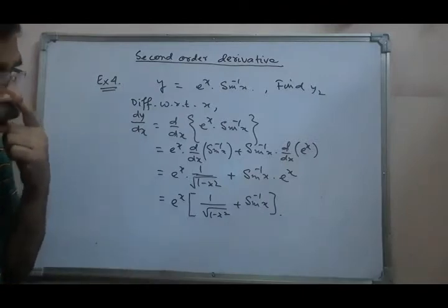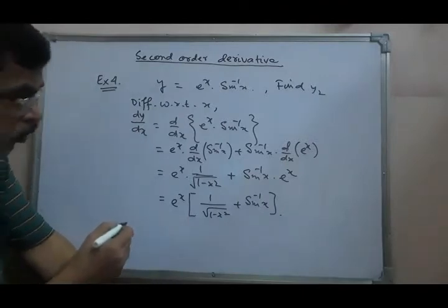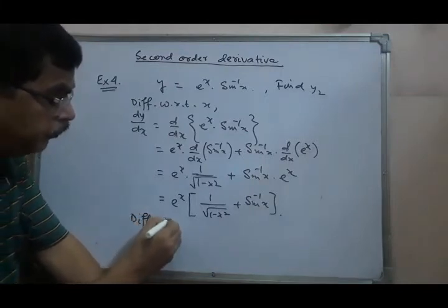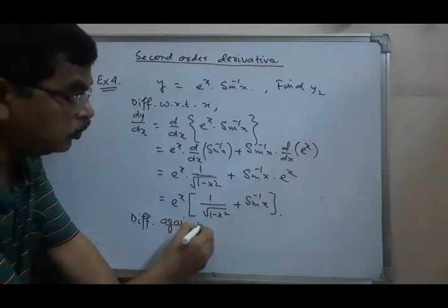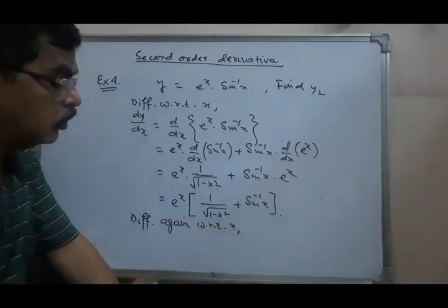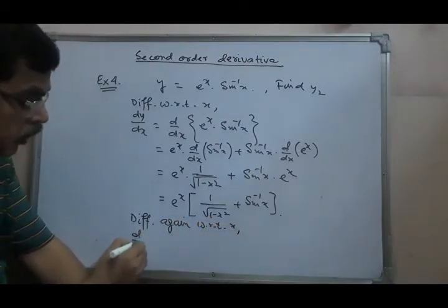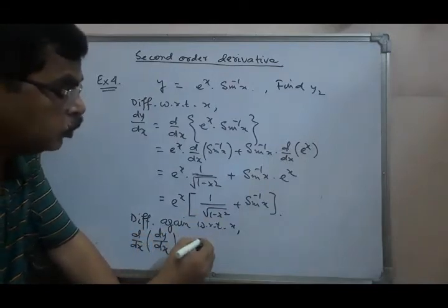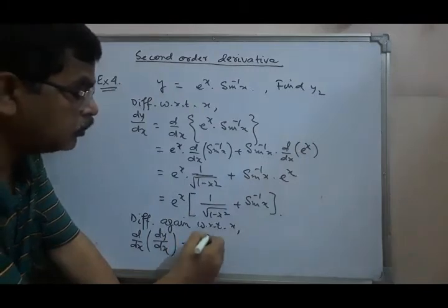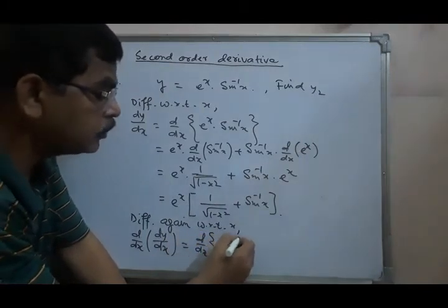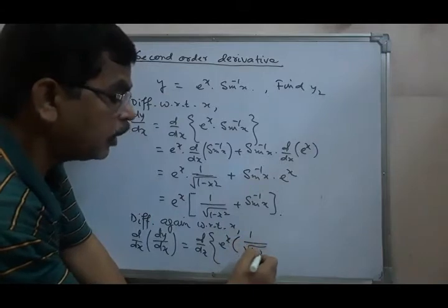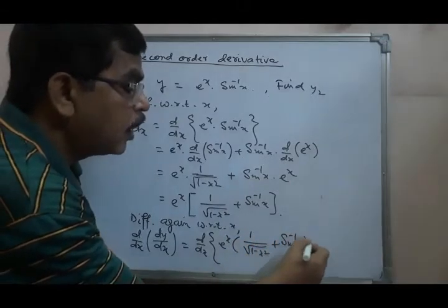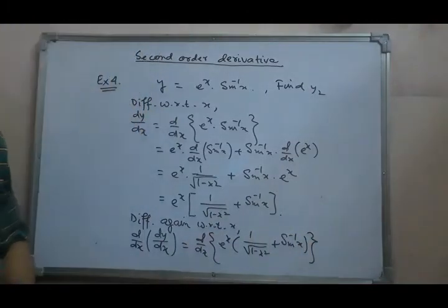Now we'll go further to the derivative, that is second order differentiation. So differentiating again with respect to x, what will we get? d/dx of dy by dx equal to d/dx of e to the power x into (1 by root over 1 minus x square plus sine inverse x).